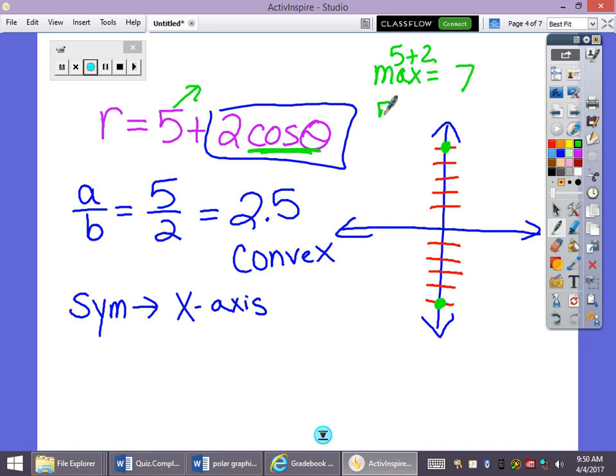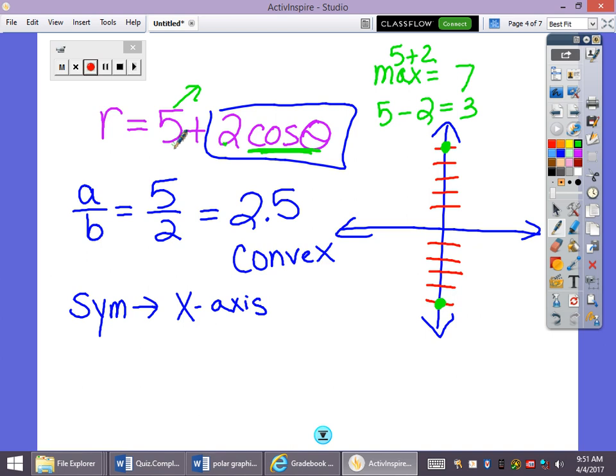-1. So 5 minus 2, because 2 times a -1, right? So basically, all I did was add these two numbers, subtract these two numbers. Okay? The minimum is 3.